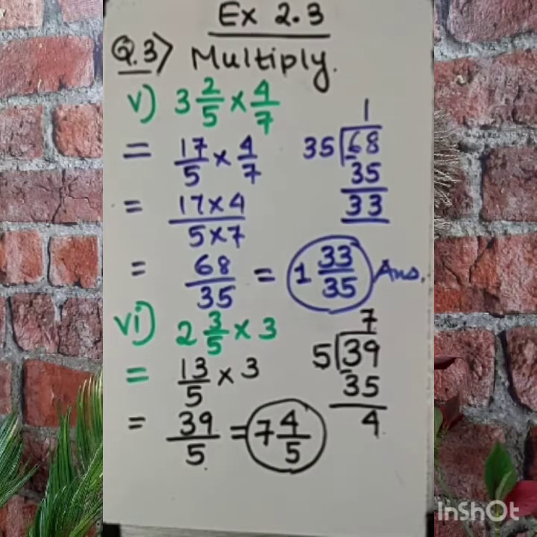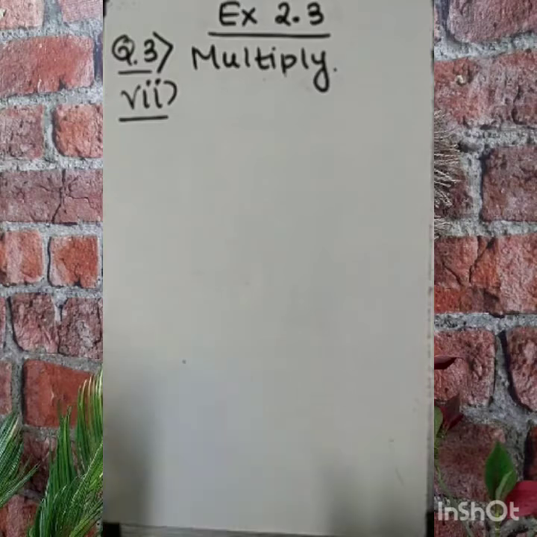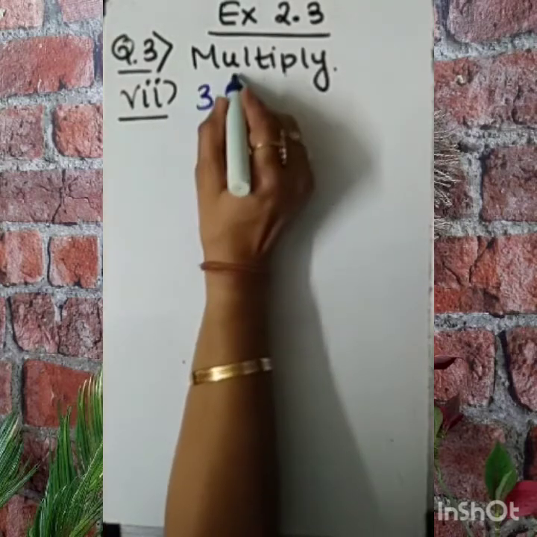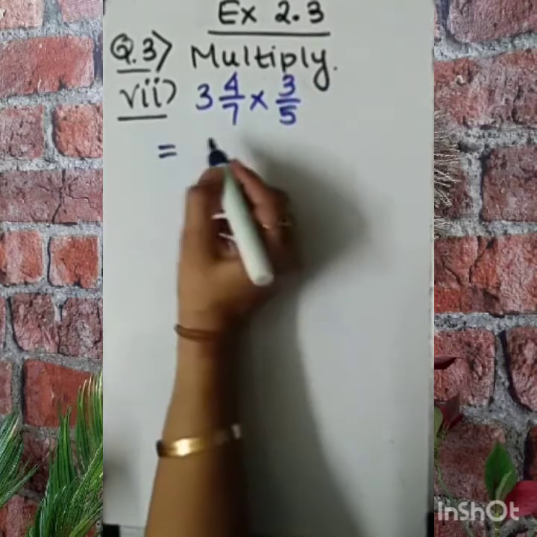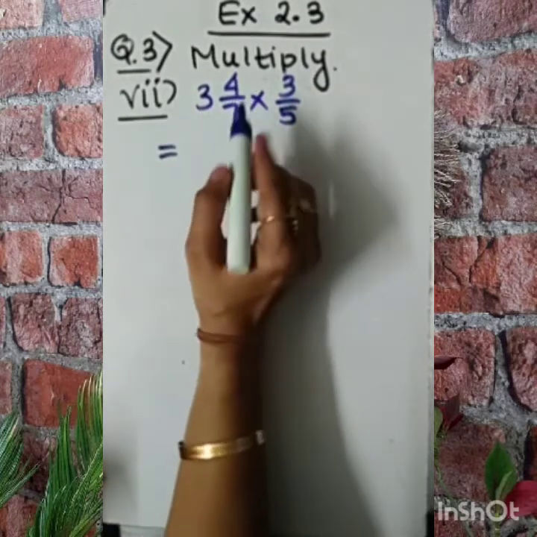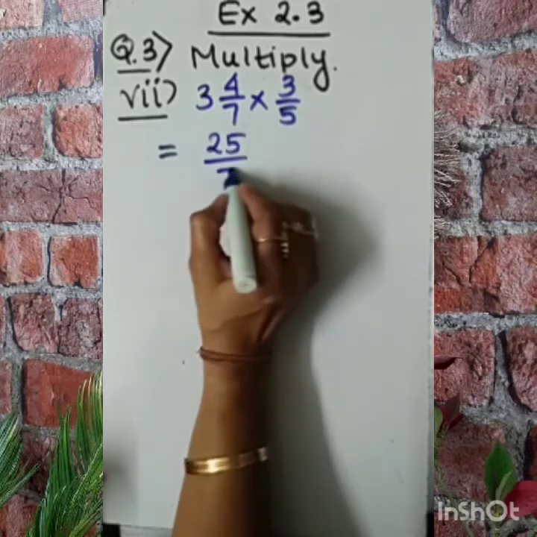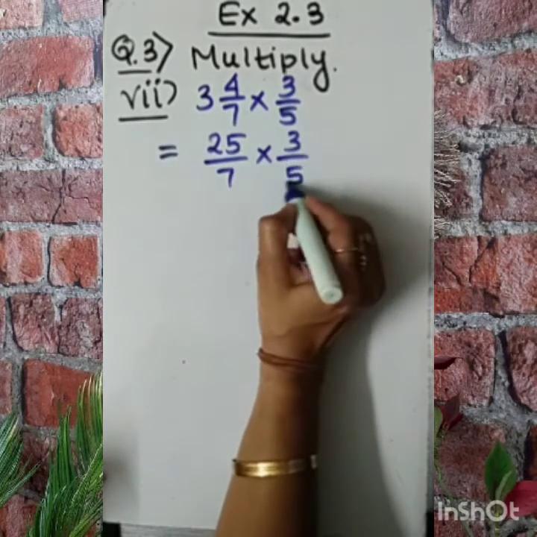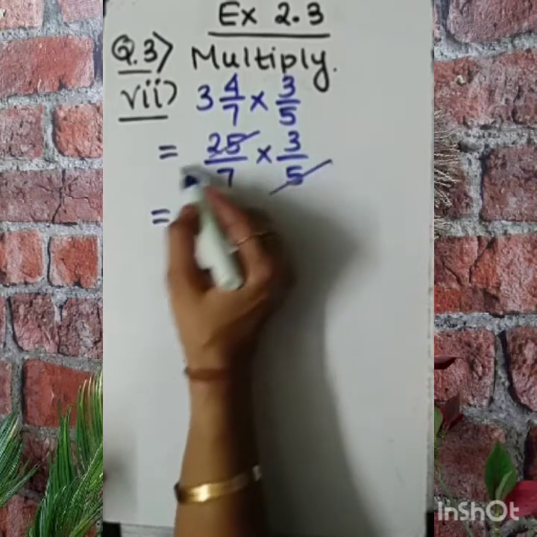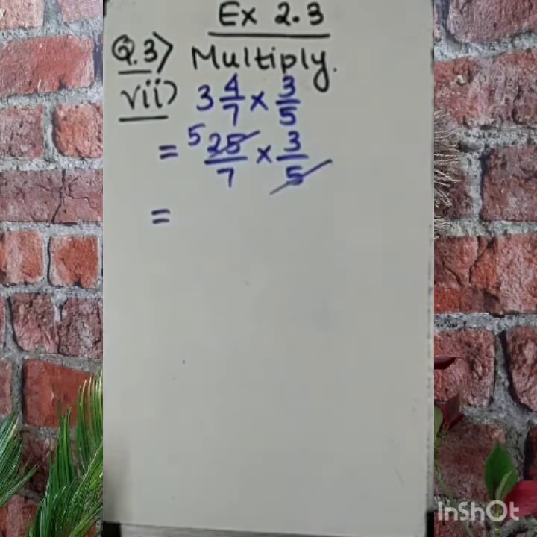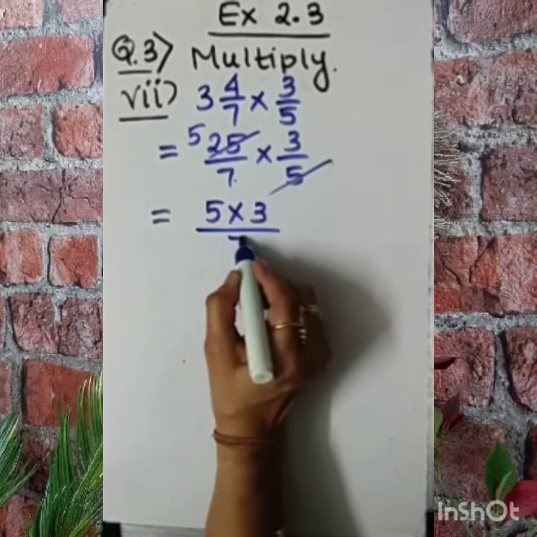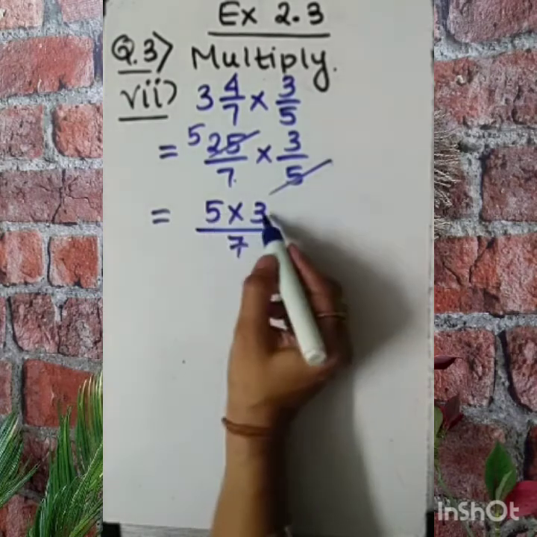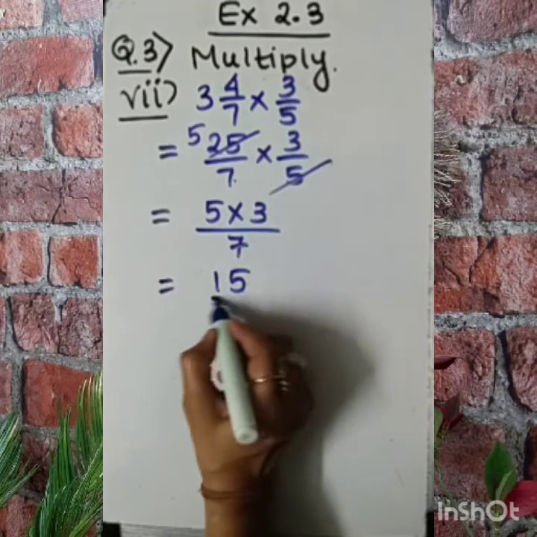Easy. Let's begin. Here the seventh we are given is 3 4 by 7 into 3 by 5. So what we have to do? 3 7s are 21, 21 plus 4 is 25, and this is 3 by 5. You know very well 5 5s are 25. The factors of 25 are 5 5s are 25. Now what is left in the numerator? 5 into 3. In the denominator 7. 5 3s are 15 divided by 7.